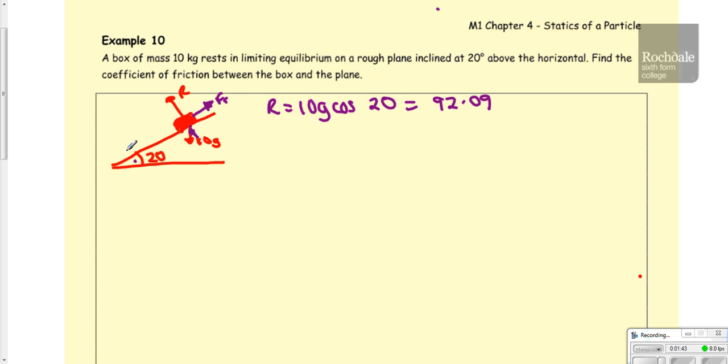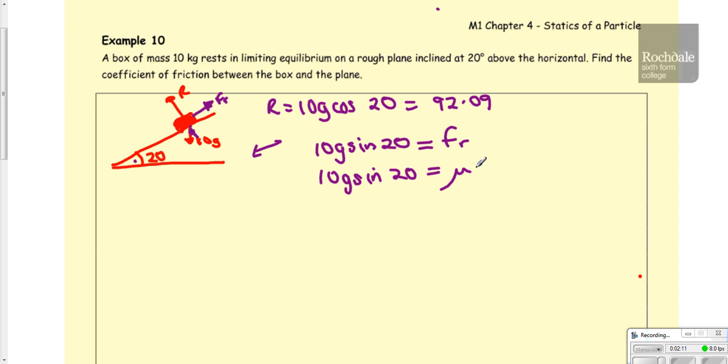If we then have a look at what's happening along the plane, again because it's in equilibrium, any forces acting down the plane will balance with any forces acting up the plane. Now the only force acting down the plane is a component of the weight, and so going in this direction we'll have 10g sin 20, that's acting down the plane, will be equal to friction, which is acting up the plane. Now we know that friction is mu R, and it's equal to mu R because it's in limiting equilibrium.